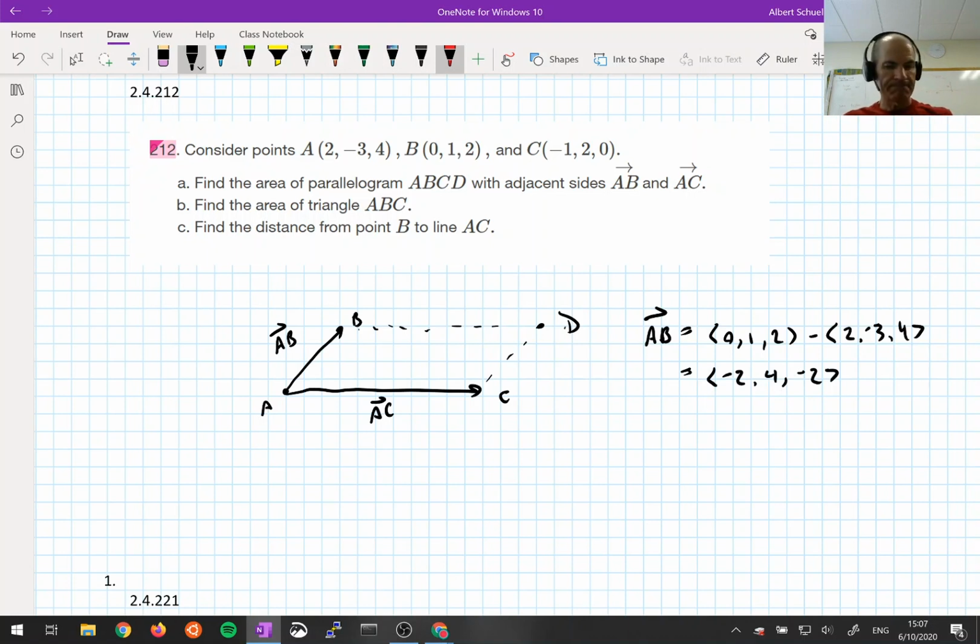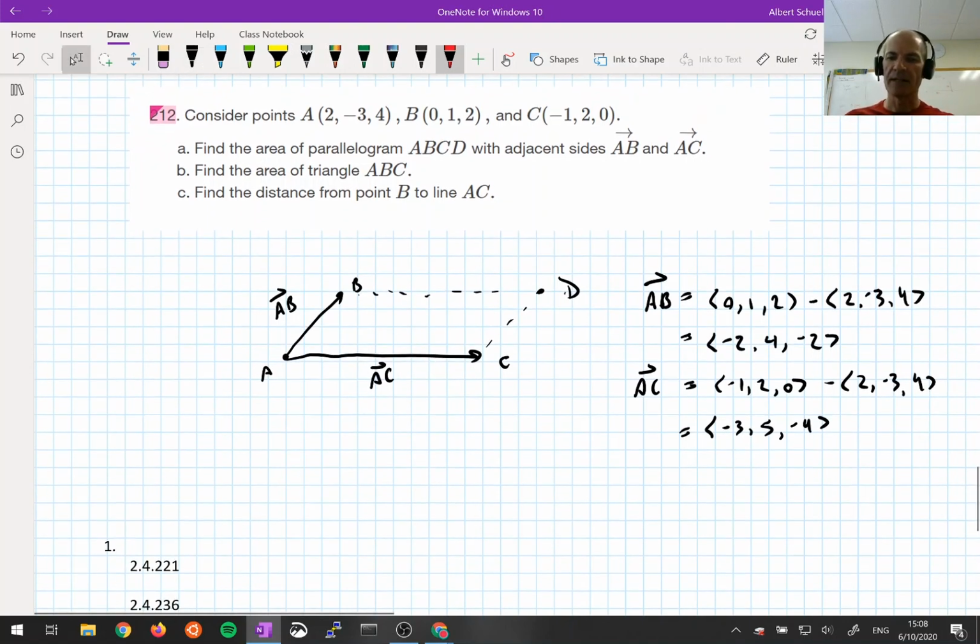And then let's do the other one, AC. That's going to take the point C, negative 1, 2, 0, minus the point A, 2, negative 3, 4. Doing the subtraction, negative 1 minus 2 is negative 3. 2 minus negative 3 is going to be 5. And 0 minus 4 is going to be negative 4. I'm just checking my work on my notes. Yep, that's correct.